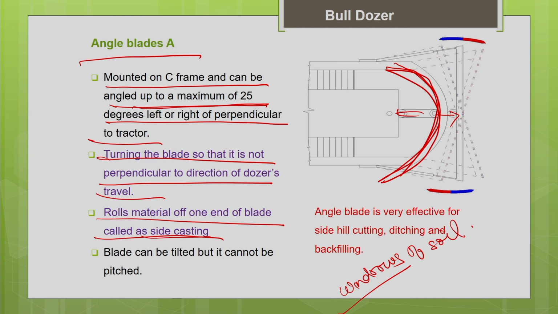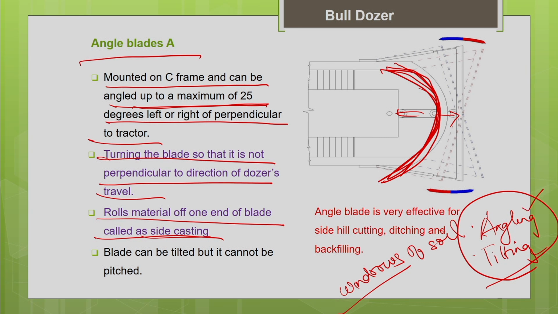So what are the possible movements with this blade? One, obviously I can do angling. I can angle it to the left or right, maximum of 25 degrees, and I can also tilt it. Tilting is also possible, but pitching is not possible. Because of the C frame connection, I won't be able to pitch my blade. So I cannot pitch the top end of the blade forward or backward. That is not possible with the angle blade. Only possible movements are angling and tilting.